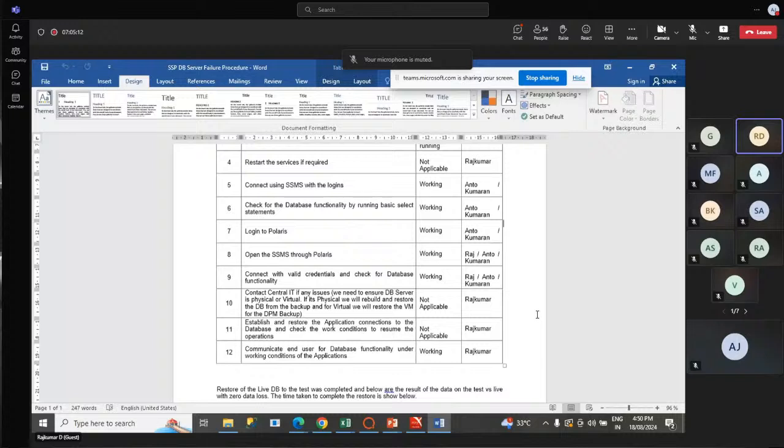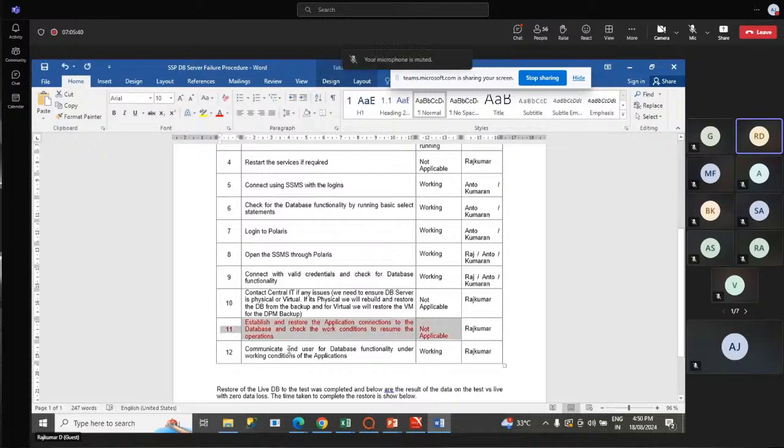Establish or restore application connectivity. Is the application working? No. Something is wrong then. The database is working, but the application is not working. Check for working conditions to resume the operations. The application is not working. For example, here is a problem. We have identified that this is not working.